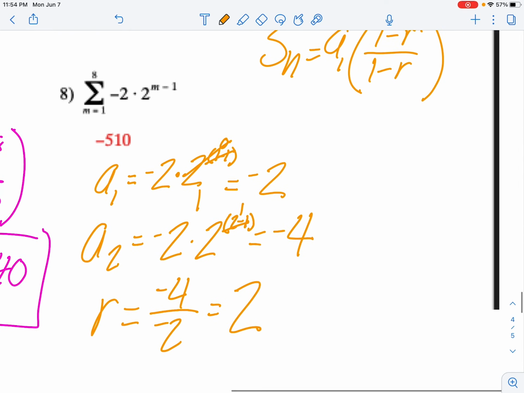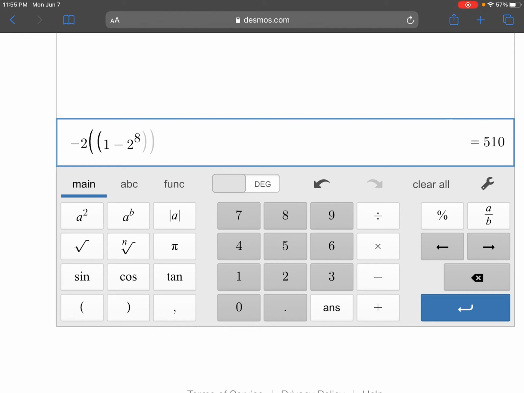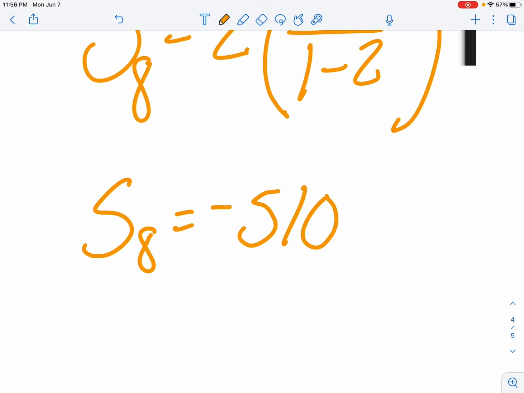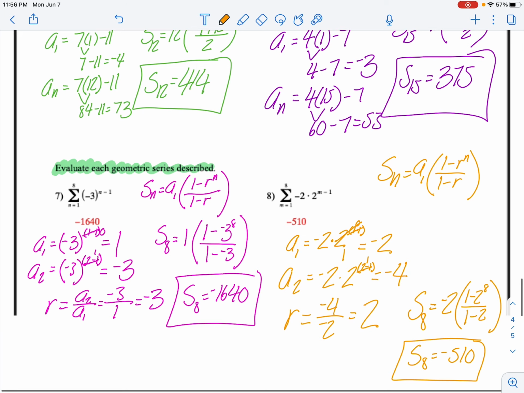Let us put this into the calculator, everybody. Negative 2, another set of parentheses, 1 minus 2 to the power of 8, close parentheses, divided by 1 minus 2, and then big parentheses right there. Negative 510. So the sum of the first 8 terms is negative 510. There you go. And that is our solution for number 8.